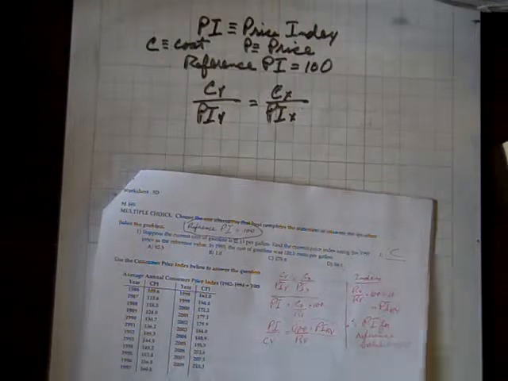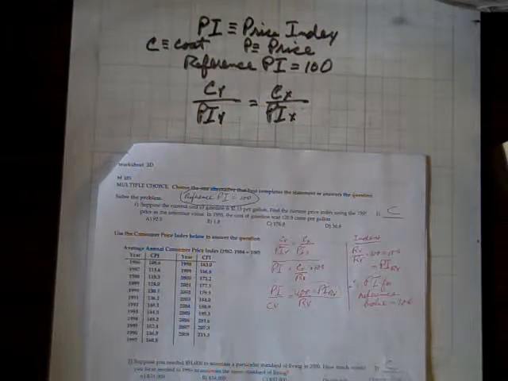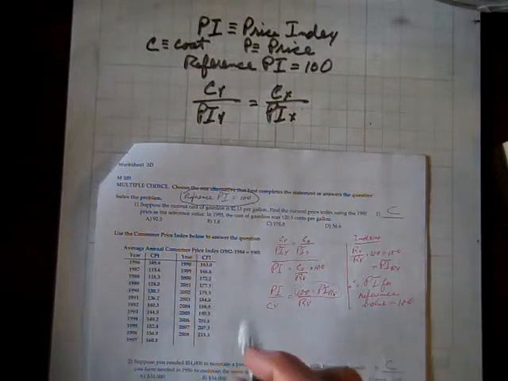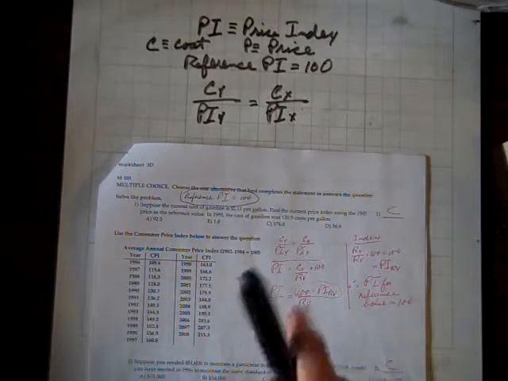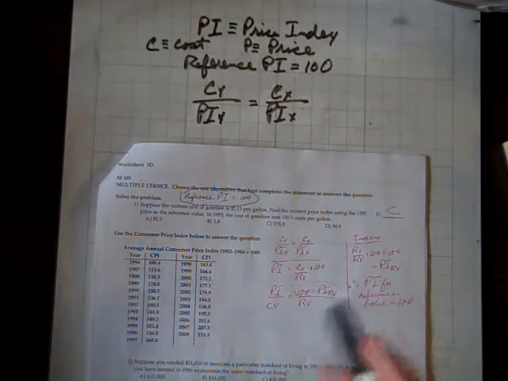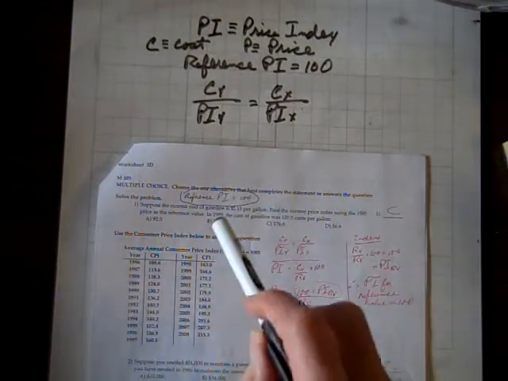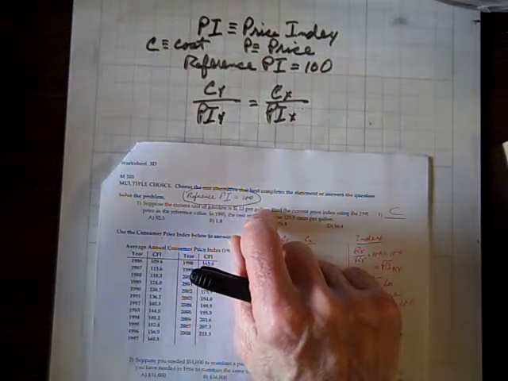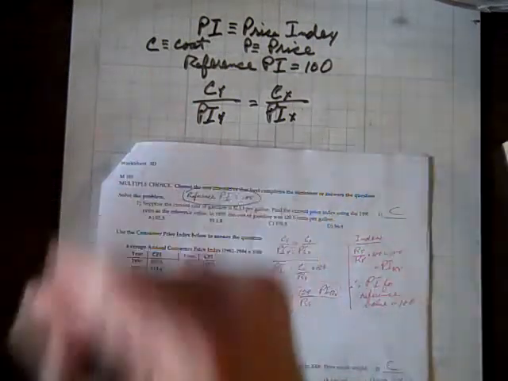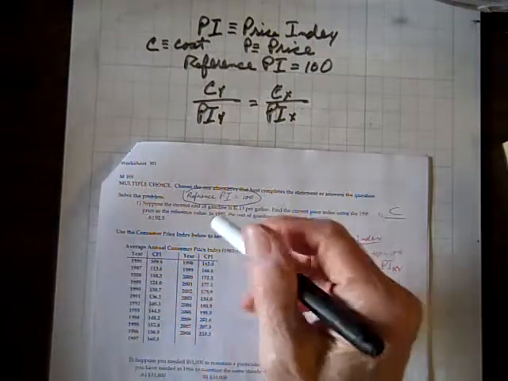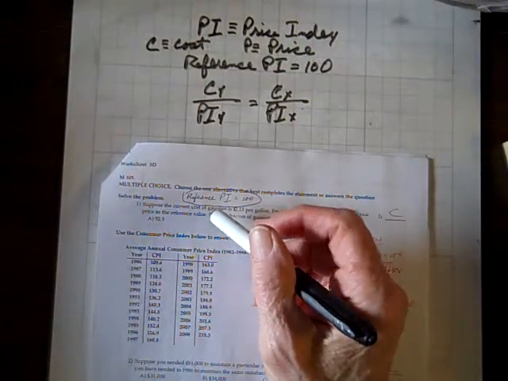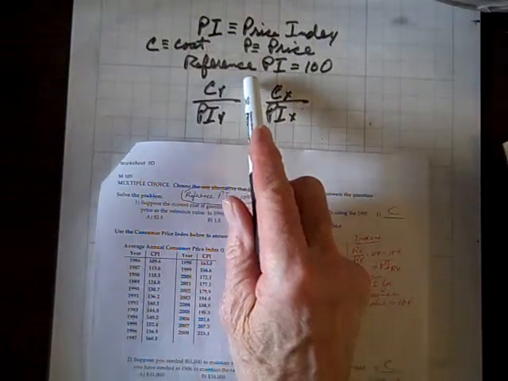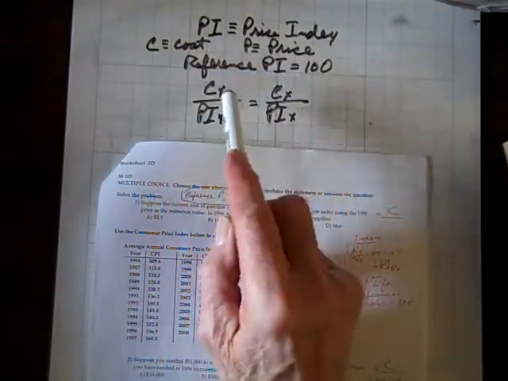Okay, so we're doing Unit 3D, and this has to do with the price index and inflation, and so inflation and cost, inflation and prices. So PI will represent price index, or sometimes known as CPI, Consumer Price Index. C will represent cost, and P will represent price. And when it pops up in a question, reference price equals 100.